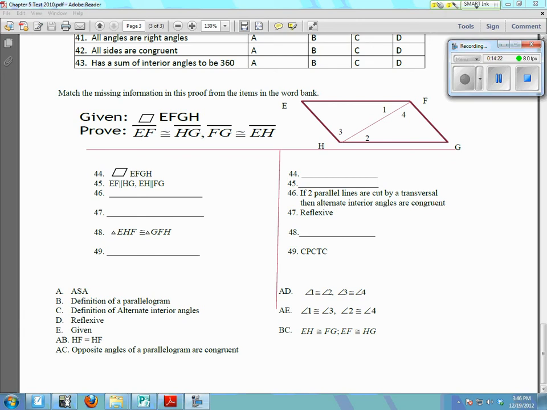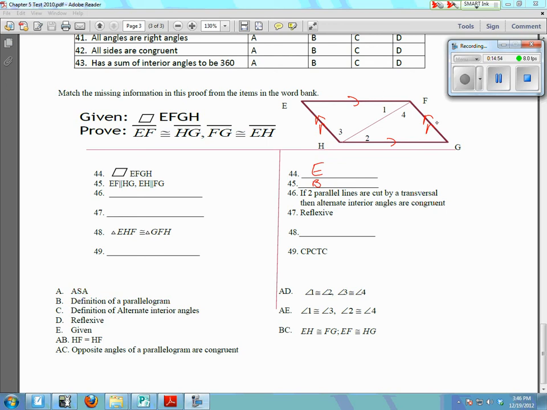Working on this proof, parallelogram EFGH is given. Okay, so that's going to be what? E. EF is parallel to HG, and EH is parallel to FG. The reason we know those to be parallel is because we know this thing's a parallelogram. That's the definition of a parallelogram. So this should be option B.